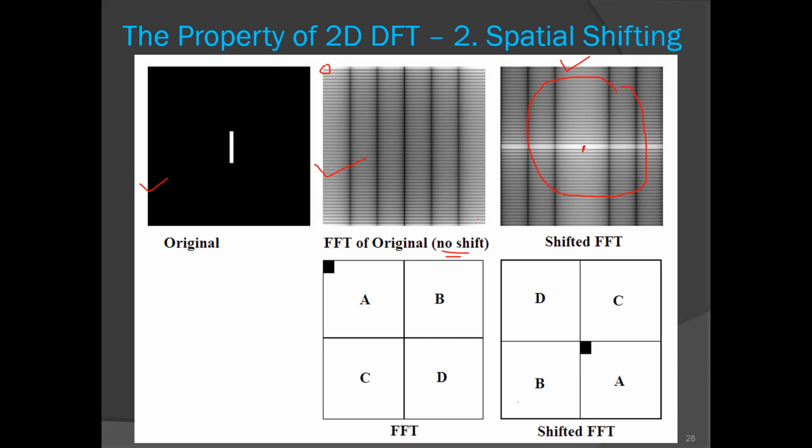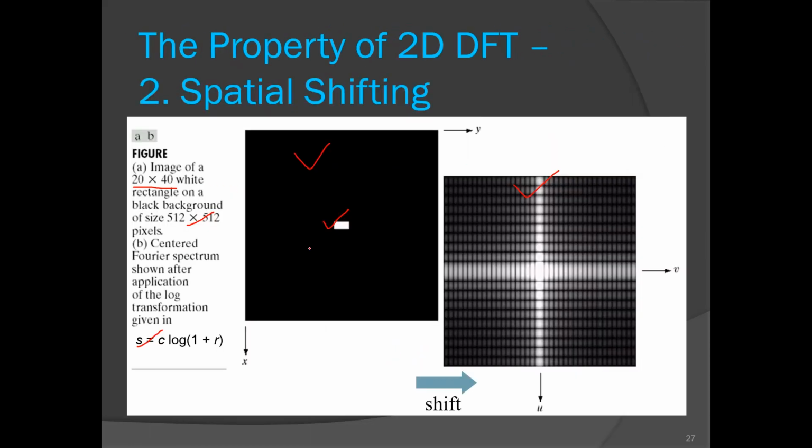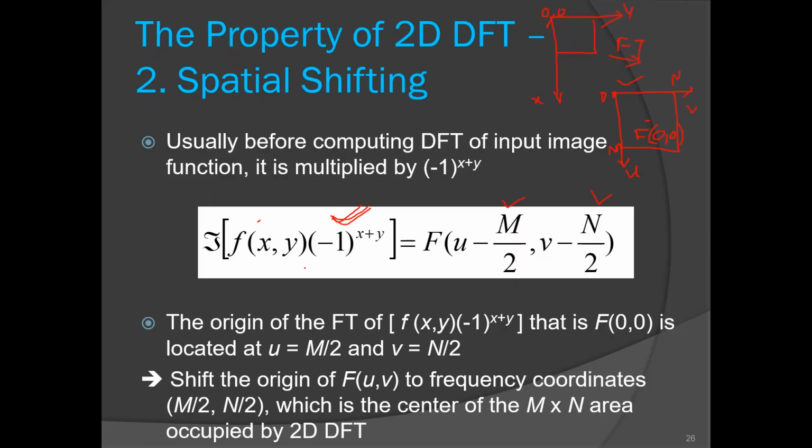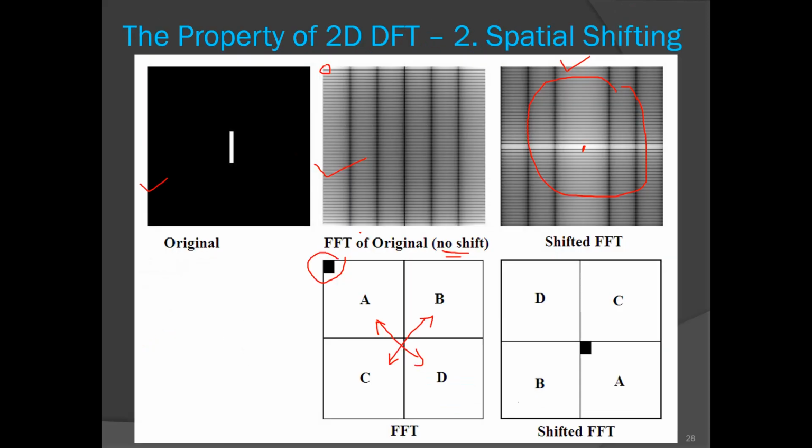And what happens after shifting? This center comes here. So A comes here, D will go there, B will come here, and C will go there. This happens after shifting. Every image shown in these slides is shifted. That means we have to multiply the original image by this factor. So always remember, without shifting, the center of the spectrum lies at the top left of the image.